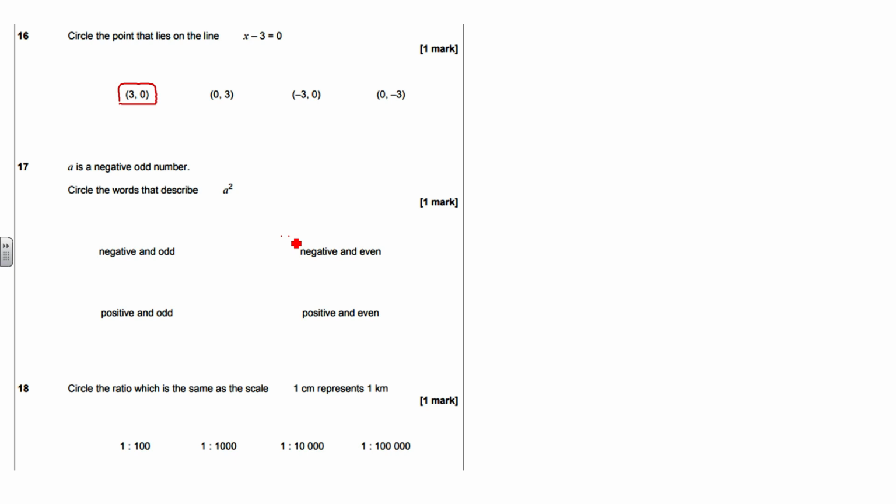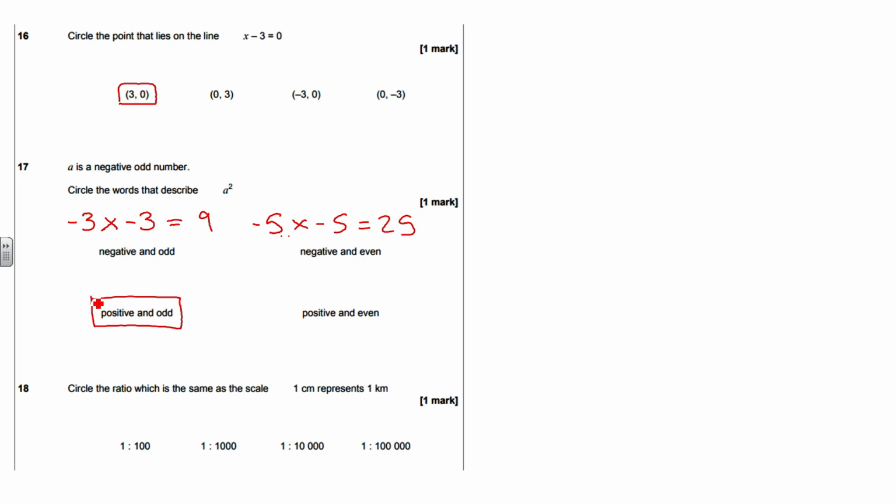A is a negative odd number. Circle the words that describe a squared. So what they're testing me on here, presumably, is knowing that when I multiply a negative number by another, or the same negative number, what do I get? Well, when I multiply negative by a negative, I just get the positive product. So minus 3 times minus 3 is 9. Let's try minus 5 times minus 5 is plus 25. So when I do an odd times an odd, I'm getting an odd number. And then obviously a negative times a negative is a positive. So I'm always going to get a number that is both positive and odd.